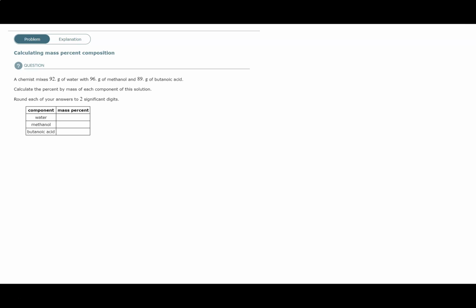All right, so let's have a look at what the types of problems in ALEKS are going to be like. So it says a chemist mixes 9.2 grams of water and 96 grams of methanol and 89 grams of butanoic acid.